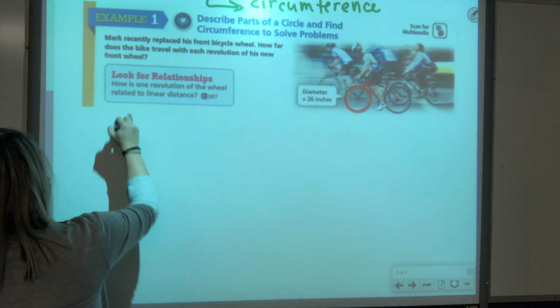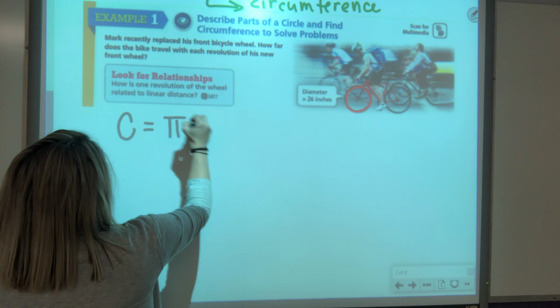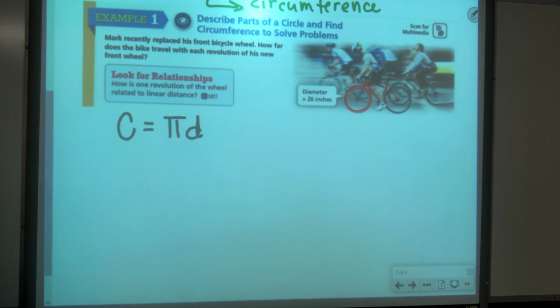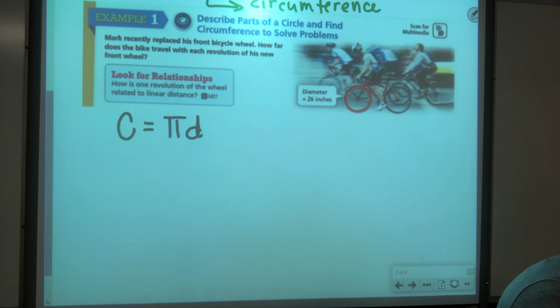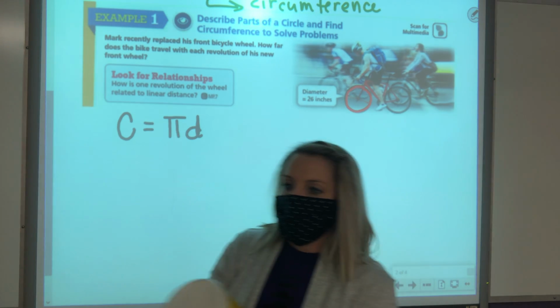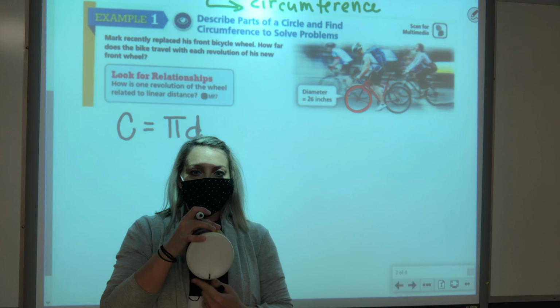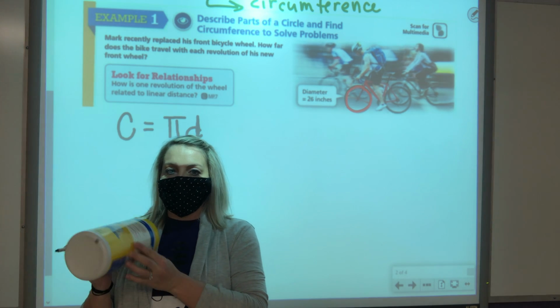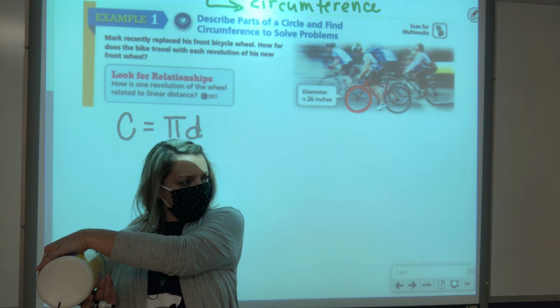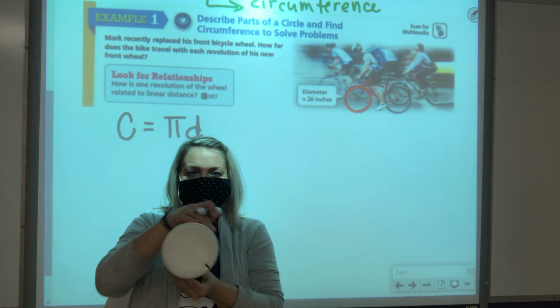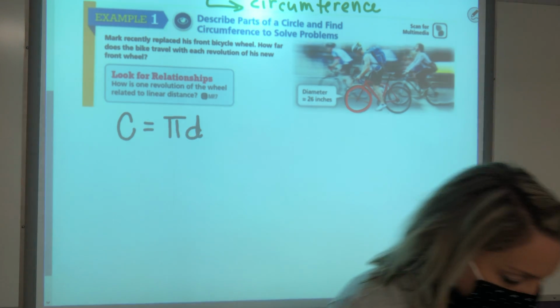So we're going to use the formula C equals pi times the diameter, because that'll give us the circumference of our circle, or one revolution of our circle. So basically what I'm saying is if I start here, I want to know how far we can go till I get here. Does that make sense to everybody? Okay, I want to know how far this whole distance is. That's what I'm looking for.